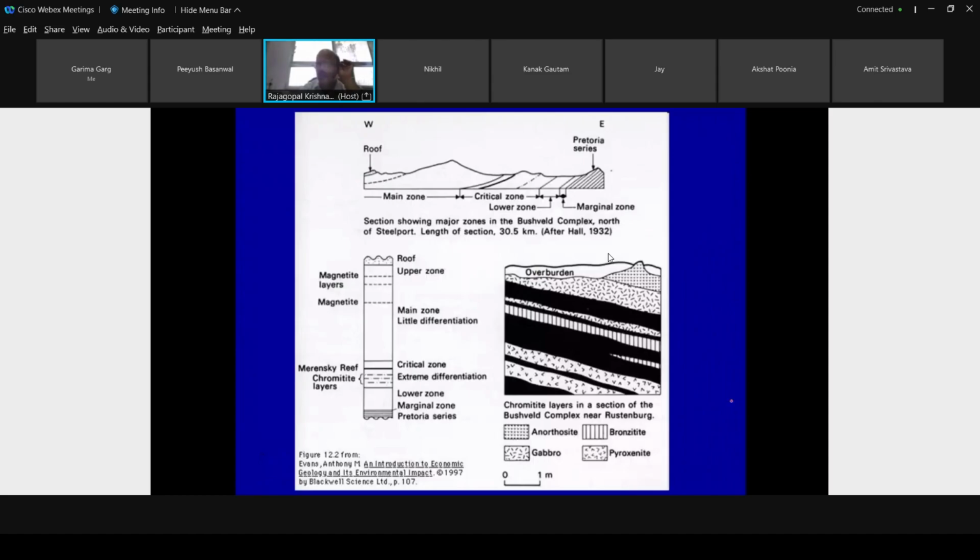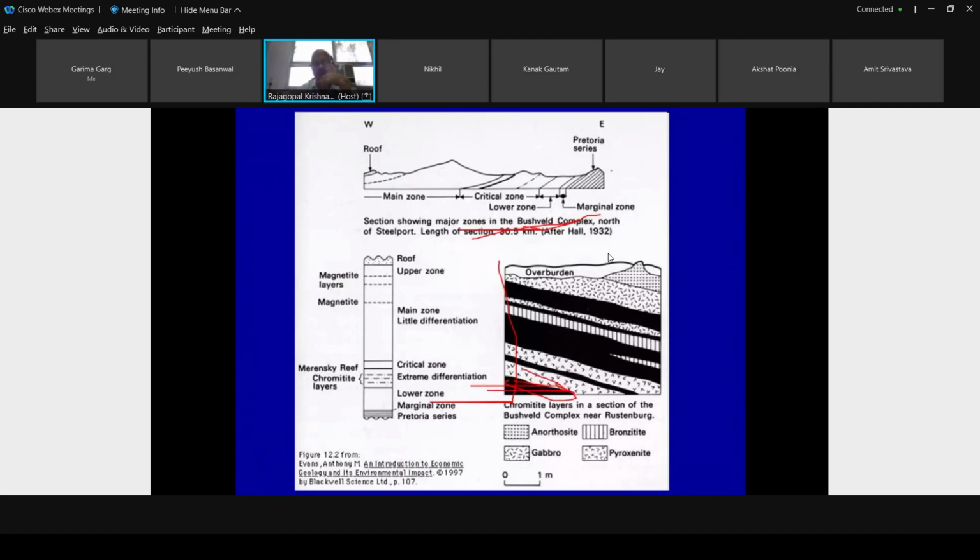Yeah, this is what you will find when you go to the field. Go to South Africa, the Bushveld complex, the most famous one, which runs for 30 kilometers. If you take a section of it, you will find the chromitite, the chromium-rich layers, then you find the gabbro, you find pyroxenite.